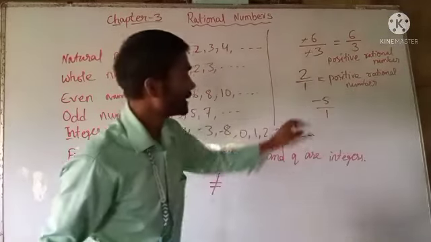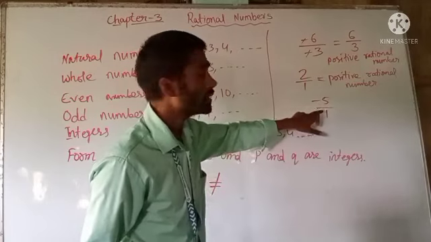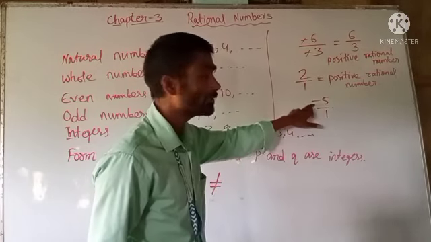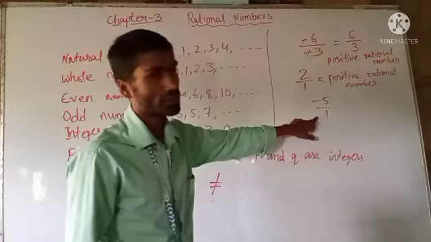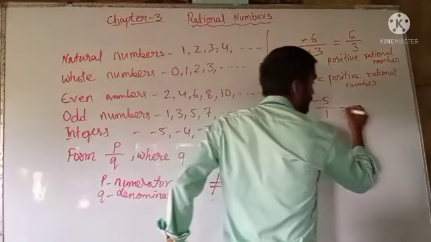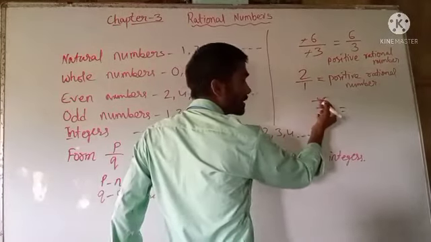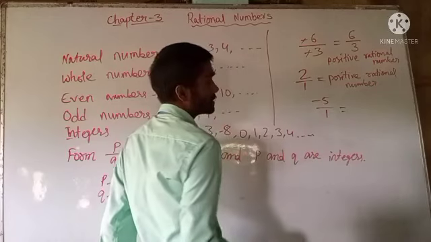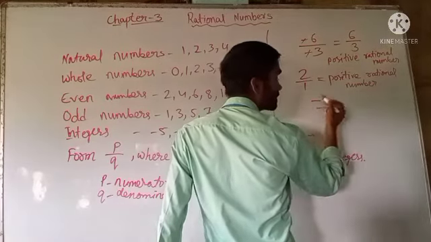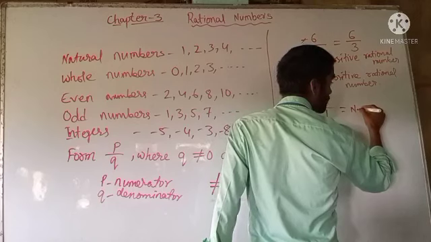Now next one here, -5 by 1. Here the sign of 5 is negative and the sign of 1 is positive. So we cannot cancel these signs because one is minus and one is plus. So a minus sign is there, so it is a negative rational number.